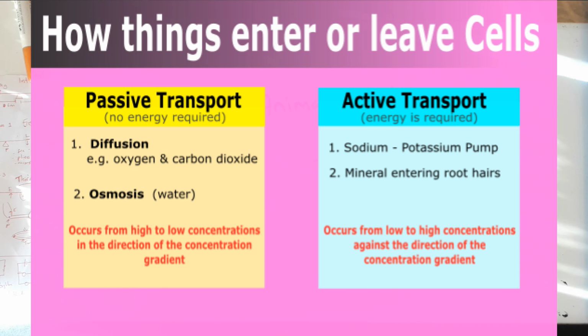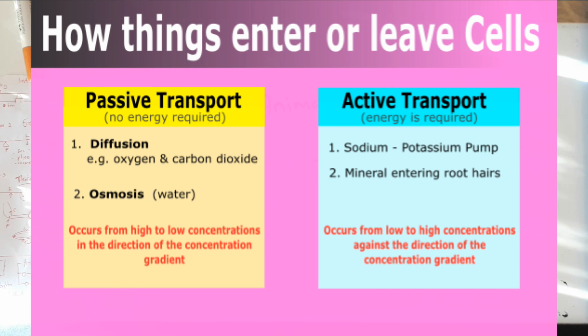So they love to ask you in the exam for examples of passive and active. So here are some examples of passive transport. No energy required. Diffusion, right? Oxygen and carbon dioxide can leave cells via diffusion, and that's passive. Osmosis can enter or leave cells without giving it extra energy, and that's passive. But passive transport occurs from high to low concentration, in the direction of the concentration gradient.